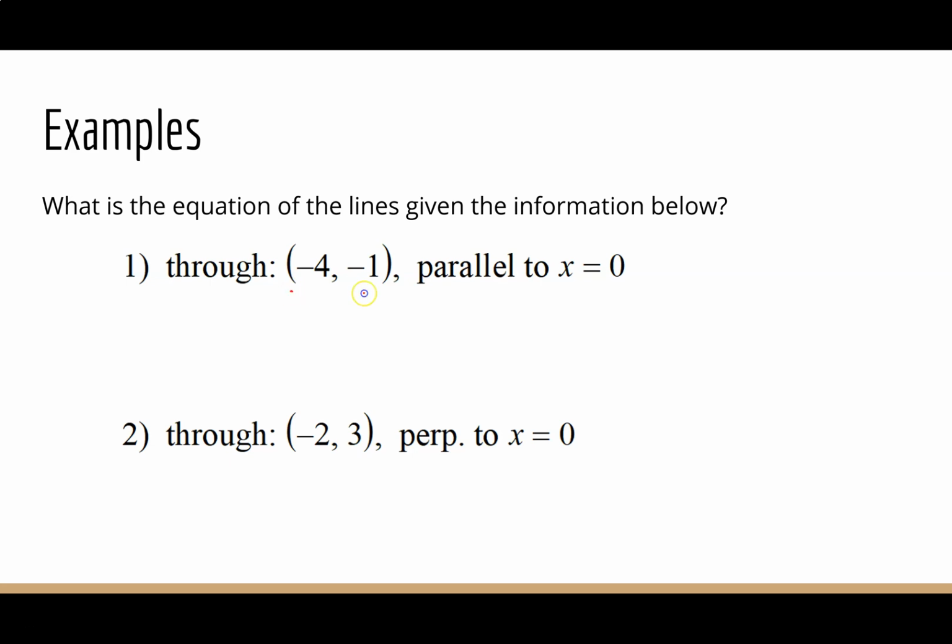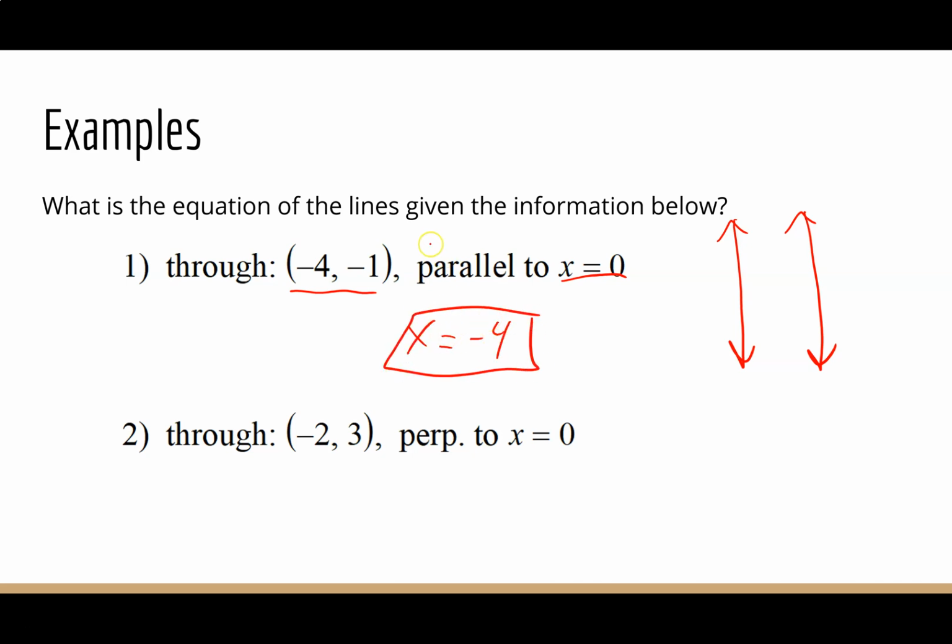So through this point, parallel to this vertical line, well, if you think about it, if I have a vertical line, if I want to be parallel to that, it's going to be another vertical line. Since it's vertical, it's going to be x equals, and all I care about is the x value. No work whatsoever. You just got to kind of know the answer, know it's vertical, and set x equals the x value.